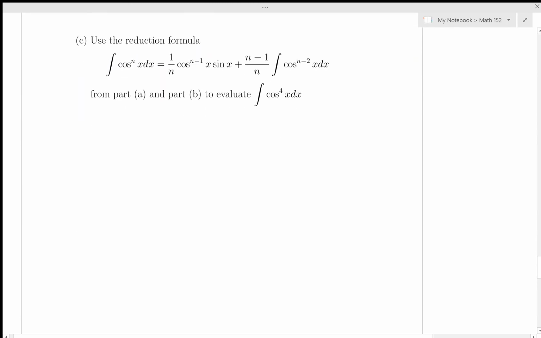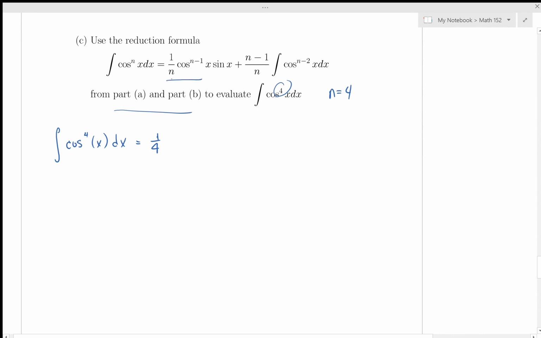We've got the same problem. We're given the reduction formula, and we're going to actually use parts A and B, and we're going to do it when n equals 4. Okay, so this is straightforward. Stop the video, maybe see if you can do it, and if you can, then say, okay, good, I've got that. Fast forward through this little section, and then you're done. Okay, so what am I doing?